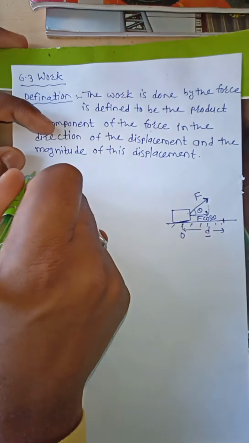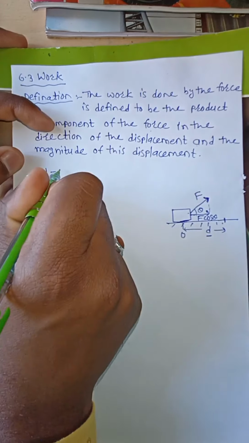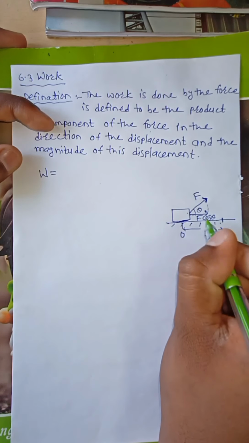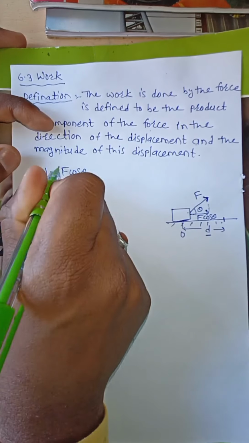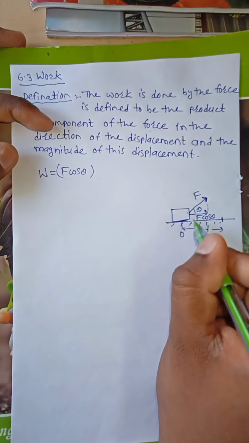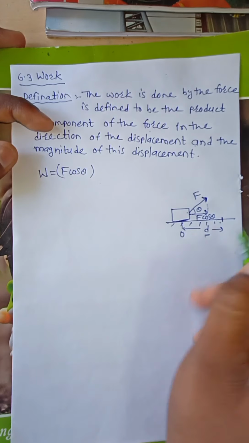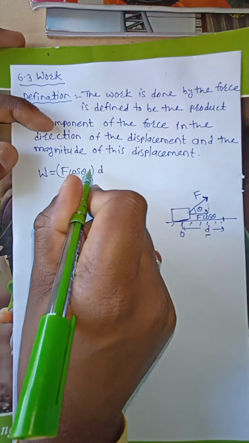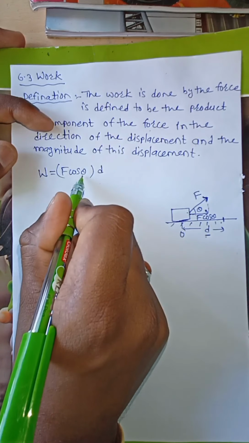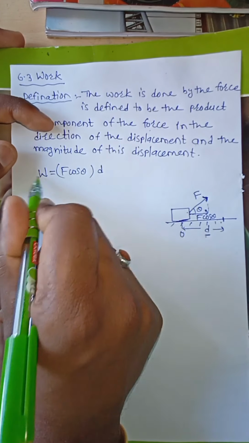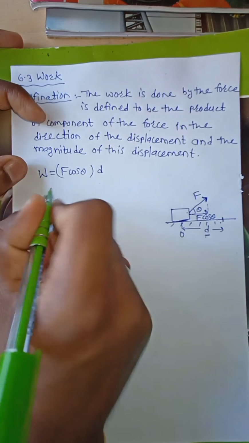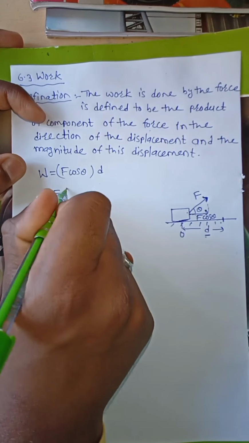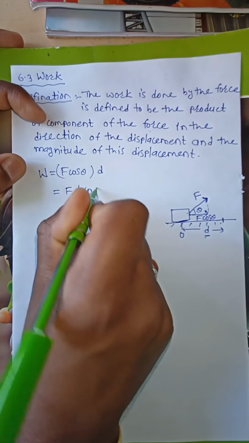Therefore work done W is equal to the product of the component of force along the displacement, which is f cos theta, and the displacement, which is d. Therefore work done is equal to f cos theta into d. Therefore I can write this as f into d cos theta.